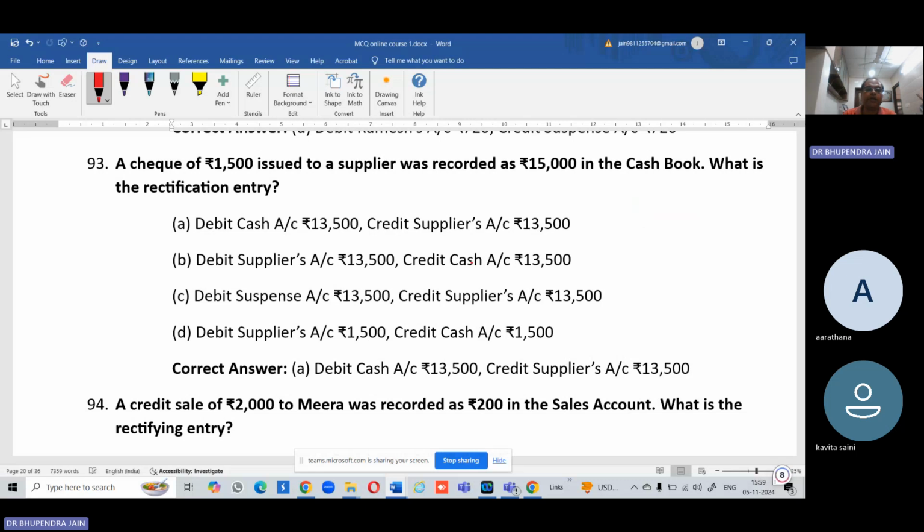A check of rupees 1,500 issued to a supplier was recorded as 15,000 rupees in the bank book. We have to record kitna, beta? 1,500 rupees. A check issued to the supplier, so the entry is supplier account debit to bank. A check issued to the supplier was recorded as 15,000. So what should be the correct entry, beta?